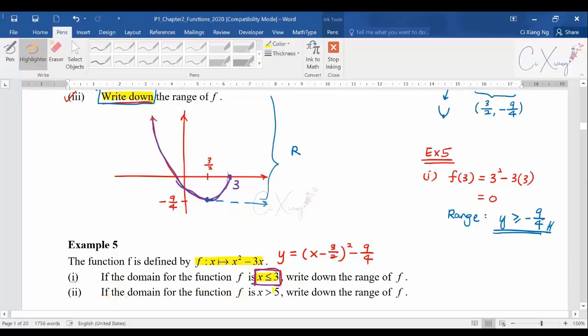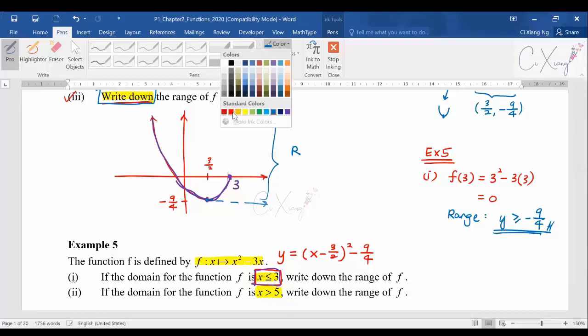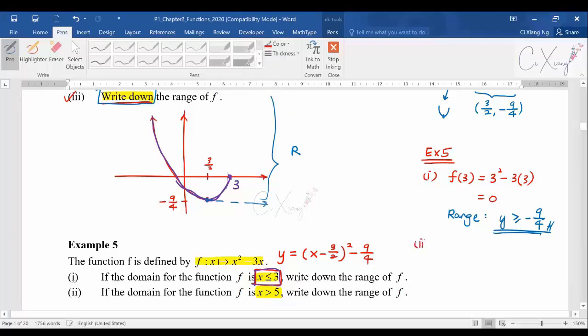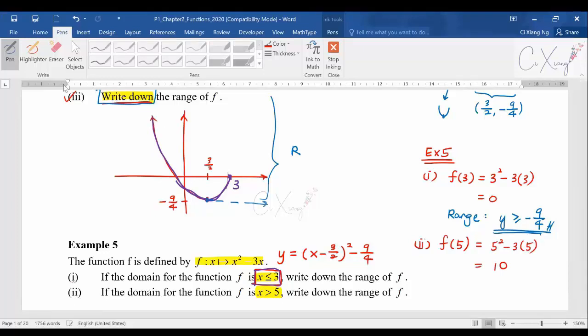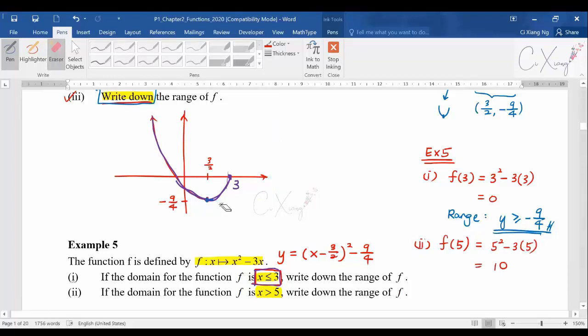If the domain for the function f now is x greater than 5, write down the range of f. Okay, so instead of 3, now they want to consider only the graph for x greater than 5. Although the 5 has no equal sign, I want to know what the value is for the 5 here. Therefore, I still substitute the 5 into my function. So you have 5 squared minus 3 times 5. Therefore, you get a value of 10.